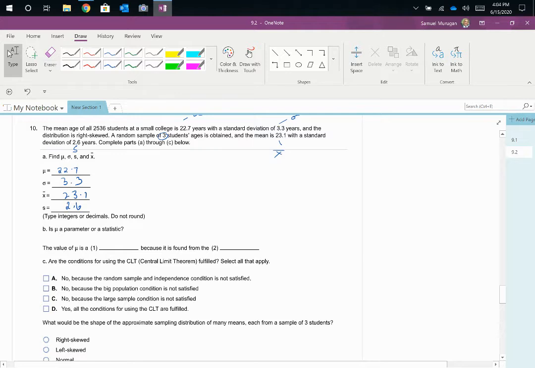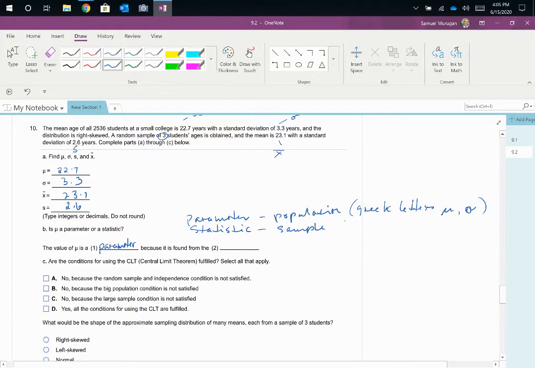So we knew that Greek letters are population, okay, parameter is population, and statistic is sample. Greek letters mu and sigma, and regular letters x bar and s.